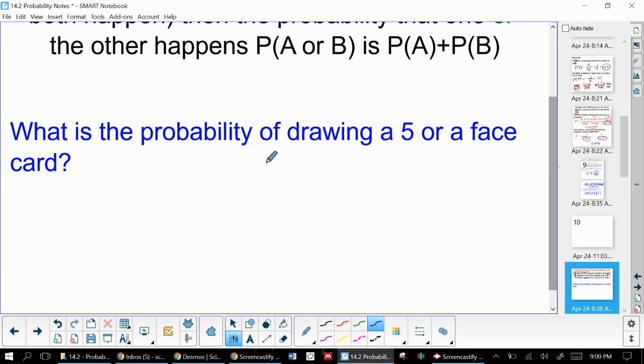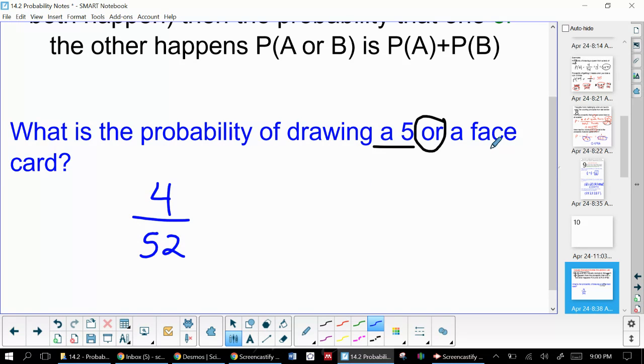So our first example here is, what is the probability of drawing a 5 or, being your key word here, a face card? When you see that word or, you're going to be doing some adding. So the probability of drawing a 5, how many 5s in your deck of cards? Well, there's 4 of them. So I'm going to do 4 out of 52 for the 5s.